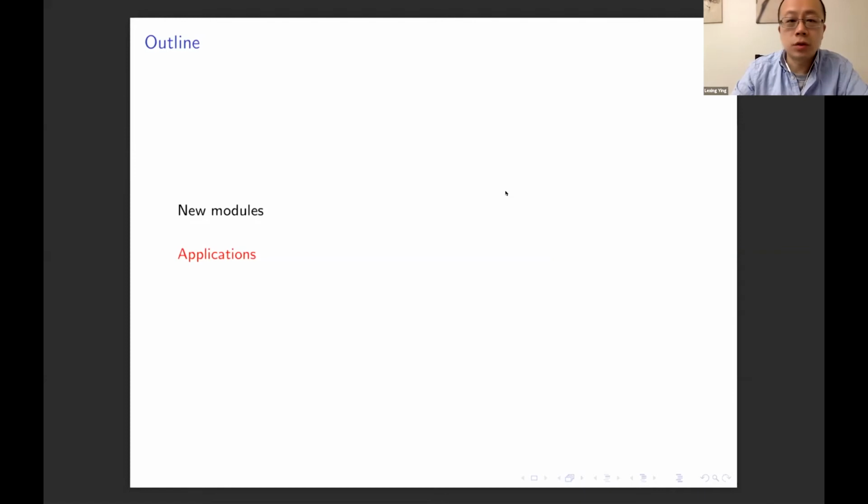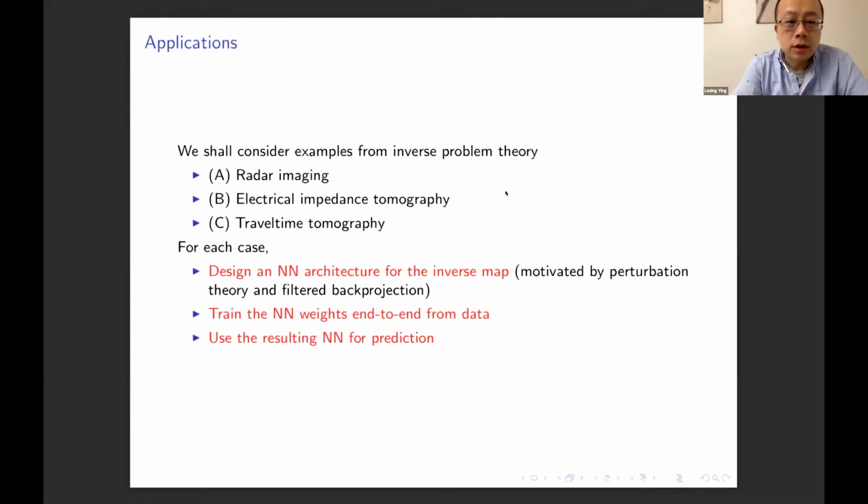Okay, so I talked about how to develop these effective representations for pseudo-differential operators and Fourier integral operators. In the remainder of the talk, let's put them to some use. The applications I'm going to talk about are 3 inverse problems. One is radar imaging, the second is electric impedance tomography, and the final one is travel time tomography. Radar imaging is going to use wave equations. Electric impedance tomography uses elliptic equations. And finally, travel time tomography also uses the wave equation, but using the first arrival information of the wave equation. So you can think of it as a high frequency asymptotic of the wave equation.